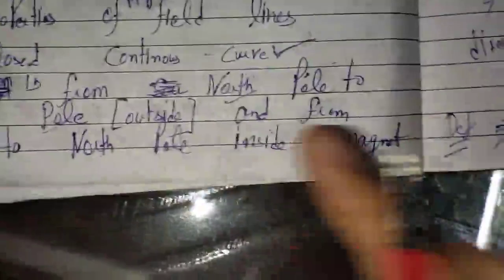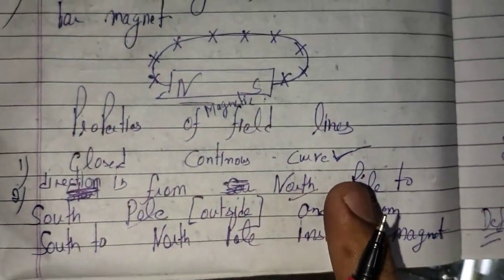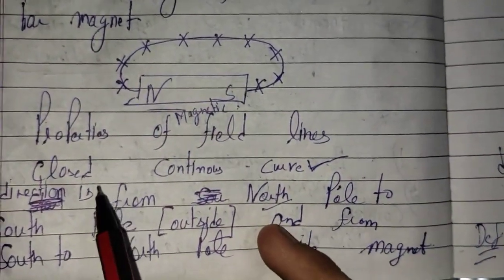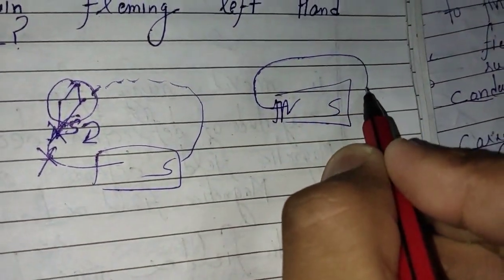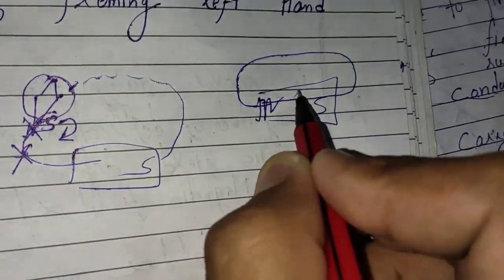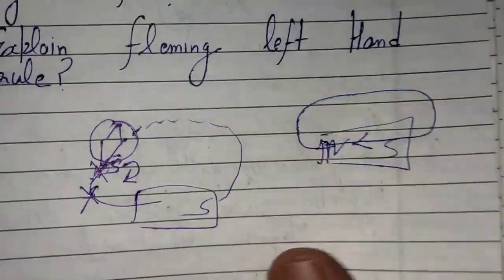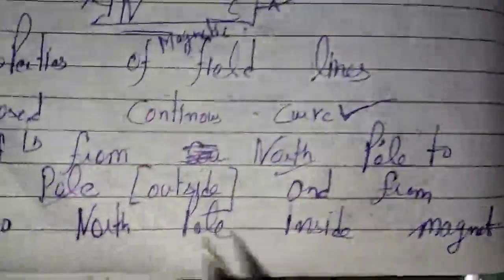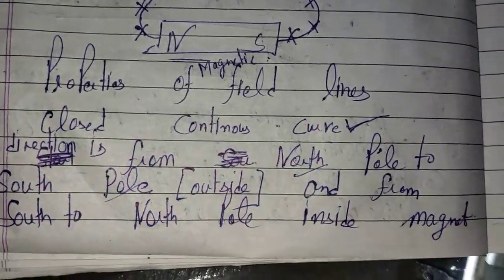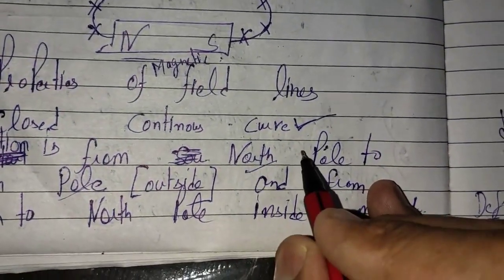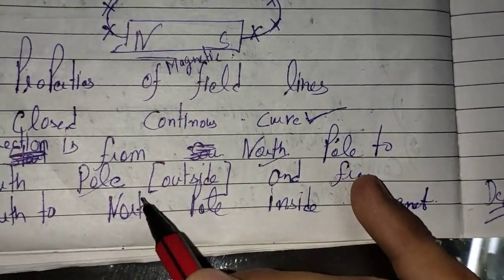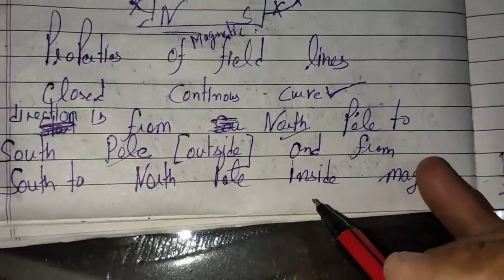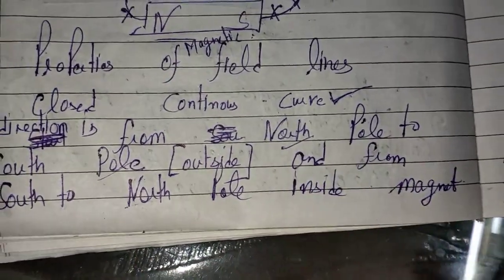So the next topic is what are the properties of magnetic field lines. This is very much important. They are closed continuous curves. Closed continuous curves means they start from north, they enter the south, they do not end. They move from south to north continuously, and they are closed, and they are curves. Their direction: they start from the north pole of the bar magnet and end at the south pole, and in between, inside the bar magnet, they move from south to north pole.